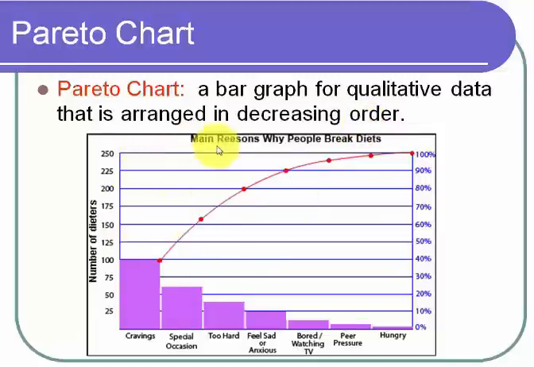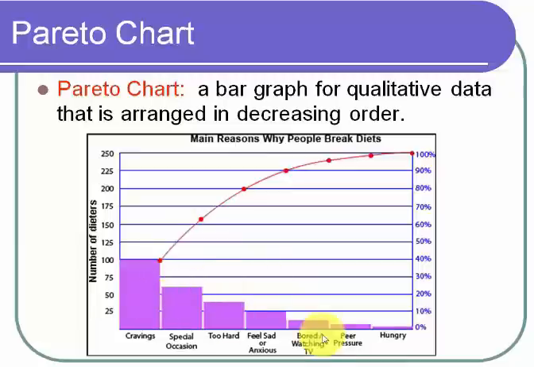The survey question is, why did you break your diet? You've been on a diet and you're not anymore. What happened? Notice it is a qualitative survey question because the answer is, it was just too hard to diet, or I was bored and I just watch TV and I eat when I watch TV. Okay, whatever it might be.